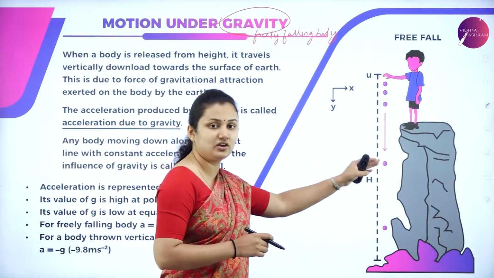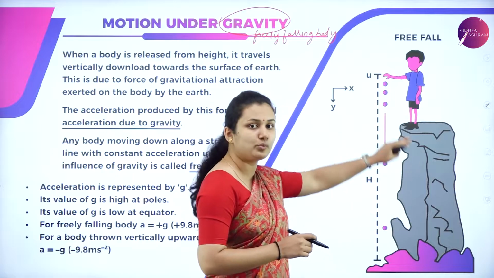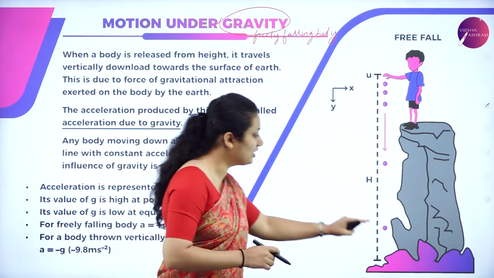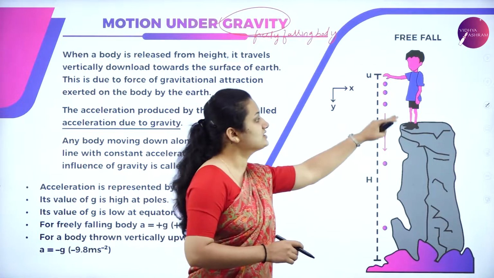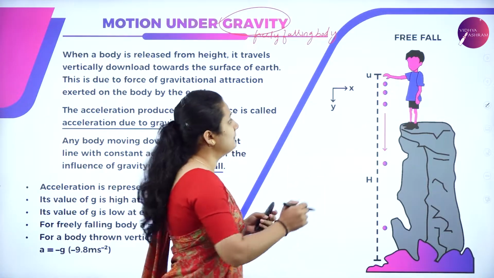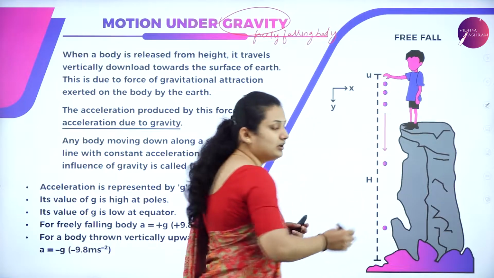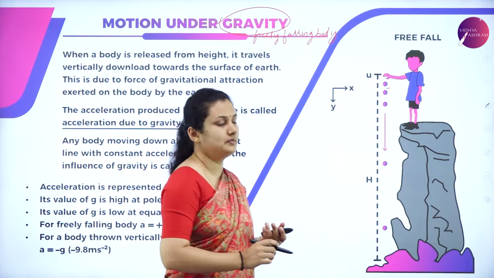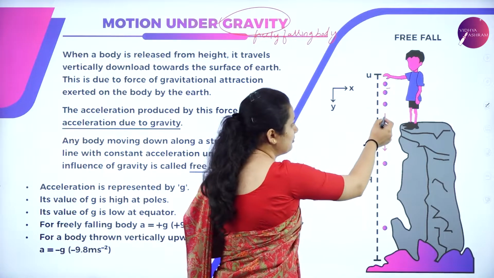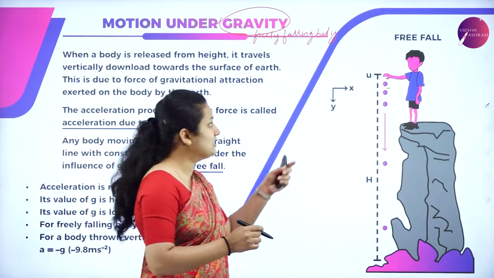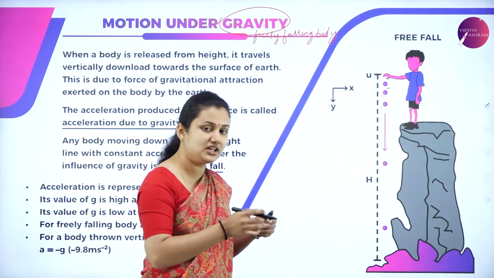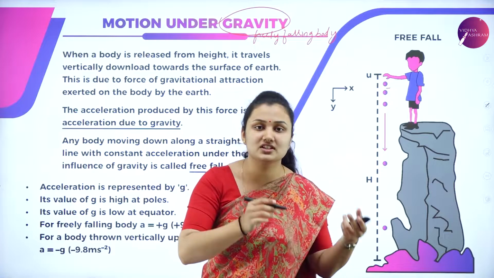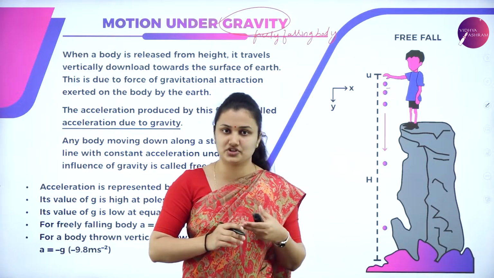A boy is standing on the top of the building or tower, and this is your base, your ground, your earth. He is dropping a ball or an object. I have considered a ball in my example. Initially the object is at rest. You drop the object, so the position is displaced. There is a displacement of the position.